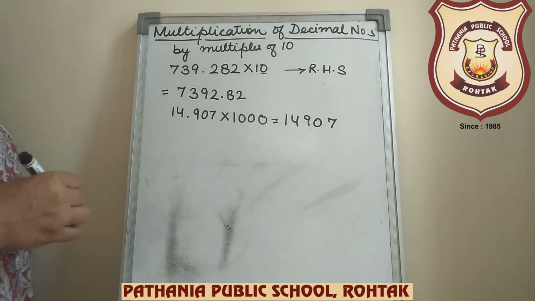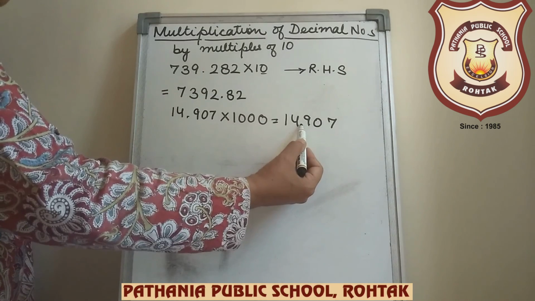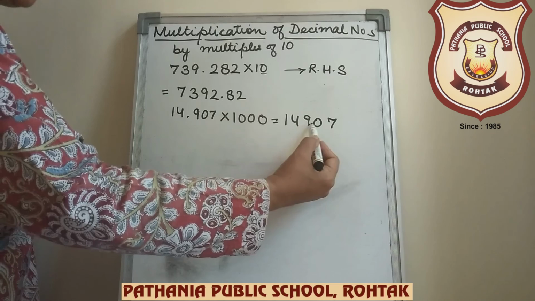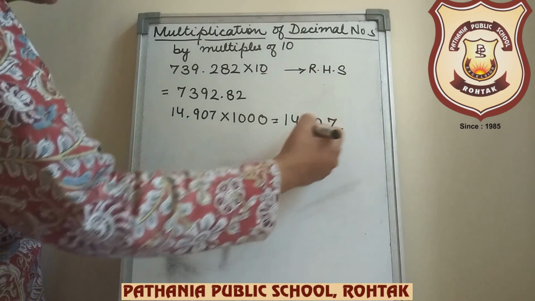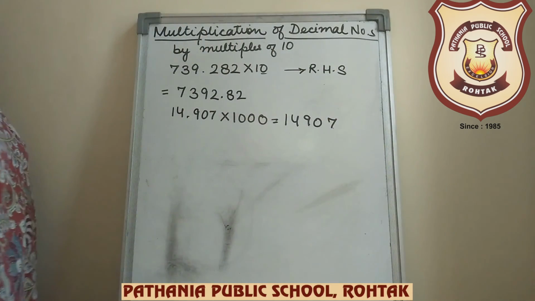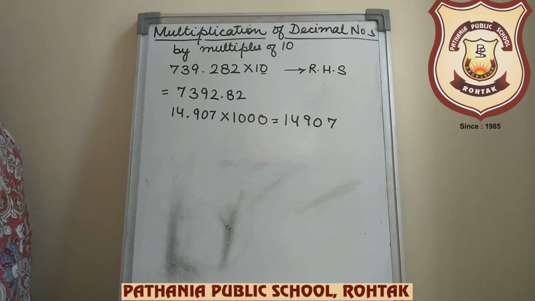I'll write all the digits. Now, the decimal was here. And how many zeros are there? 3. So 1, 2, 3. So decimal will come here. As there is no digit after 7, the answer is going to be this only. Is it clear? How to multiply?